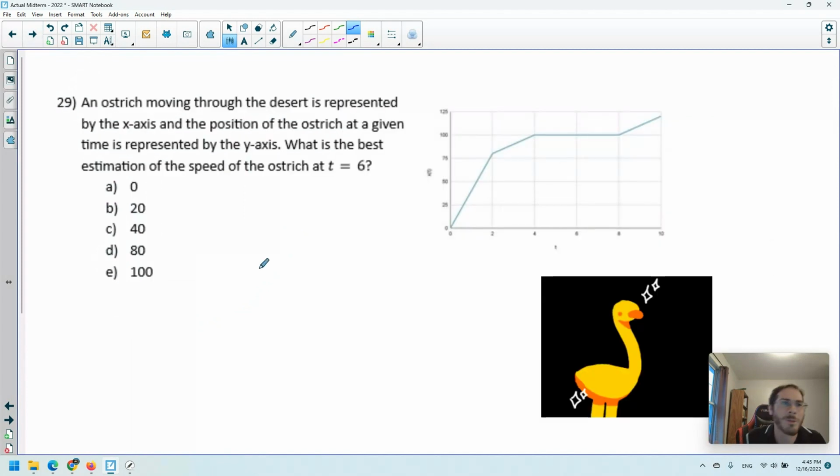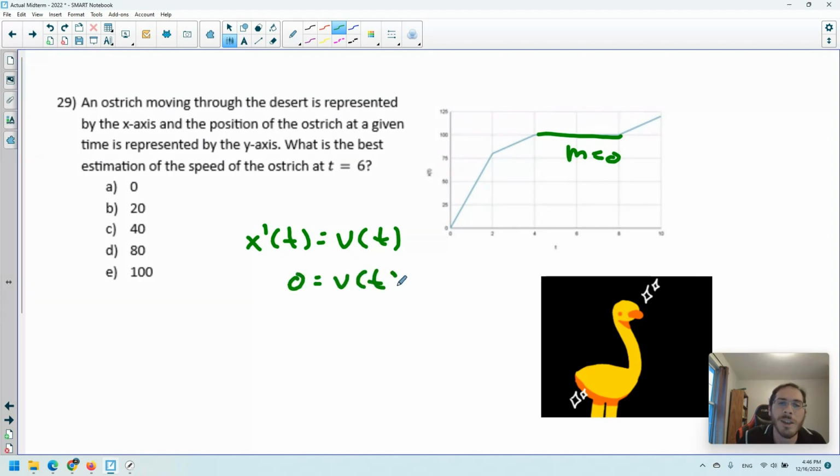This one gets the gold ostrich award because it had an ostrich in it. If it has an ostrich in it, it has to make the test. So an ostrich moving through the desert is represented on the x-axis by the position of the ostrich and time with the y, which best estimates the speed of the ostrich at t equals 6. We can see at 6 we have a straight line. The slope is 0. So our slope is going to be the derivative of position. So x prime of t is velocity. And in this case, since the slope is 0, the velocity has to be 0. Not v of t. This is now v of 6.